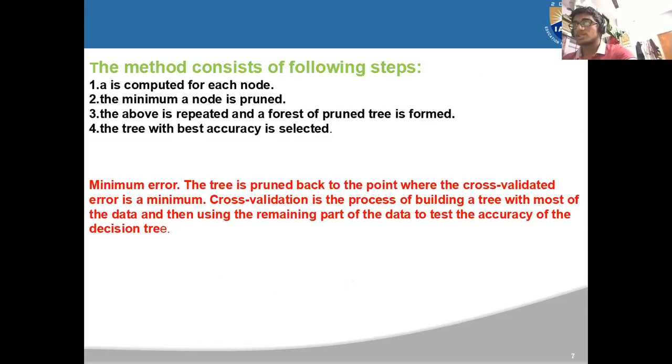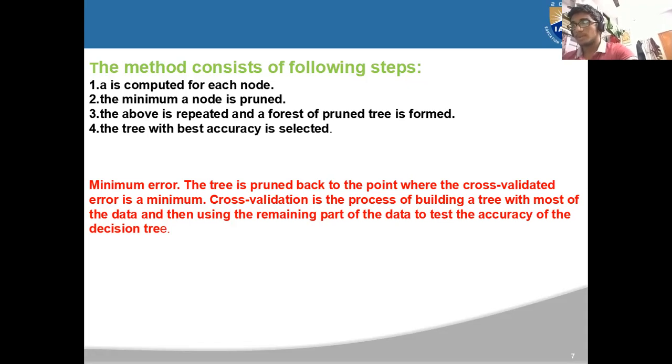Now this method consists of the following steps. First, A is computed for each node. Second, the node with the minimum A is pruned. Third, this is repeated and a forest of pruned trees is found. Fourth, the tree with the best accuracy is selected. So basically, with minimum error, the tree is pruned back to the point where the cross-validated error is minimum.